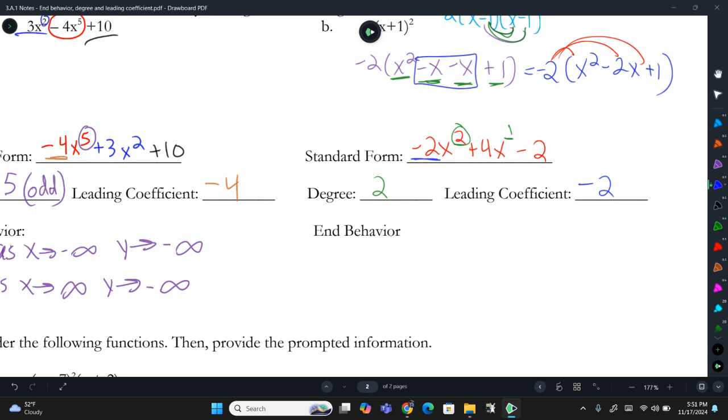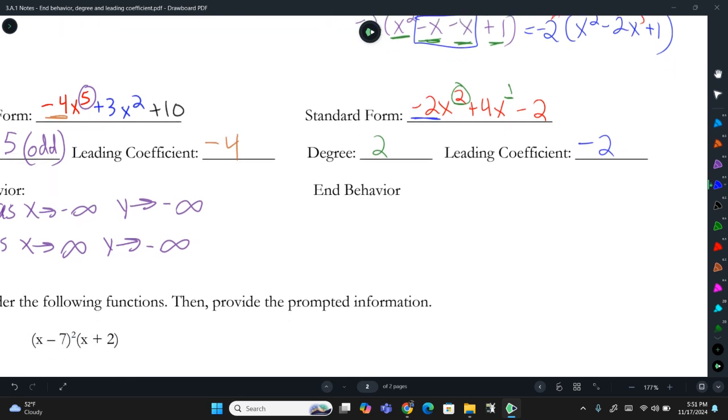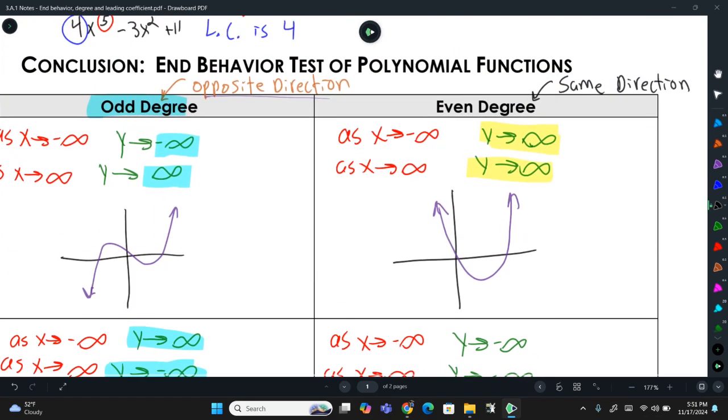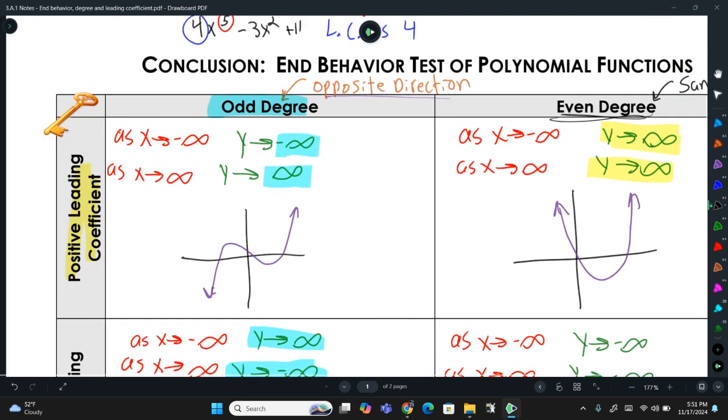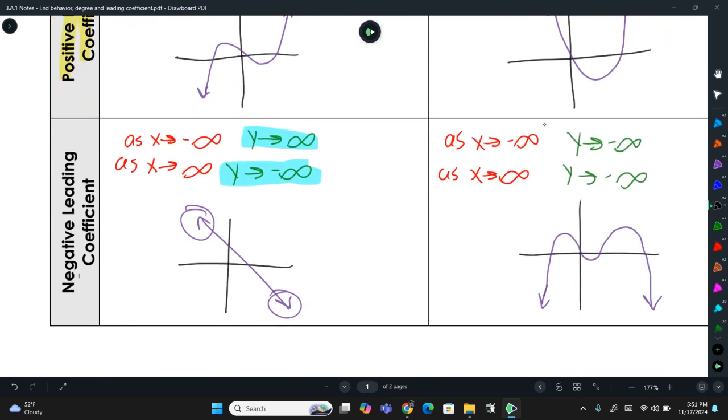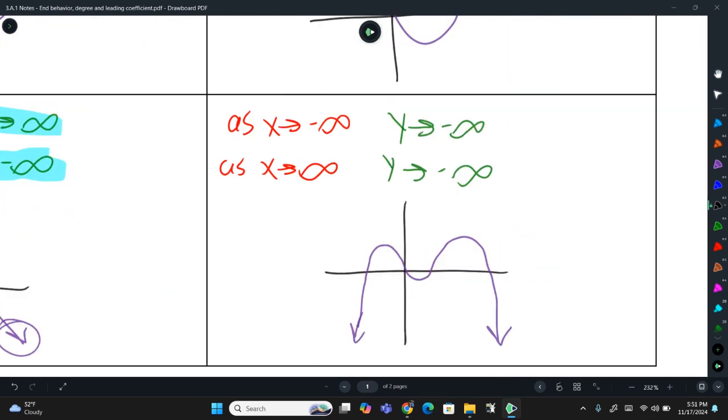So now our end behavior: we have an even degree and a negative leading coefficient. With an even degree, the ends go in the same direction, and the negative leading coefficient means both ends are going to go down.